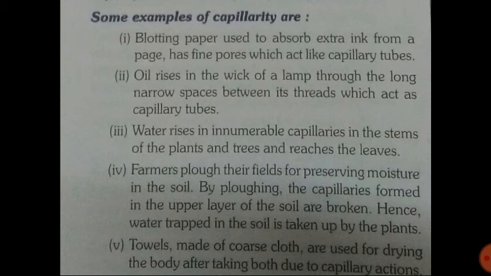Cotton is a fluffy material, so when we make a wick of that, inside that cotton wick so many small pores are created, and those pores act like capillary tubes. The oil rises up in that capillary tube and reaches the other end, and that's why the lamp continues burning. Water rises in innumerable capillaries in the stem of plants and trees and reaches the leaves.